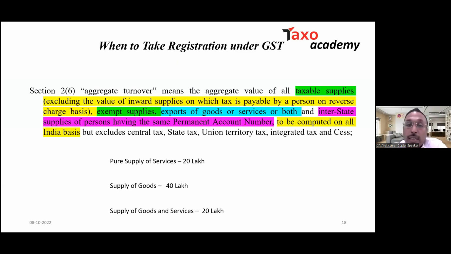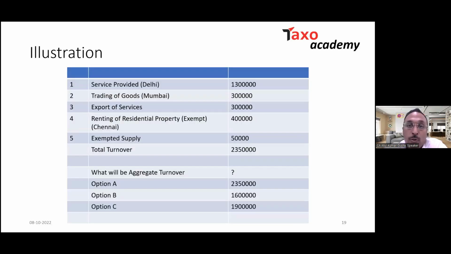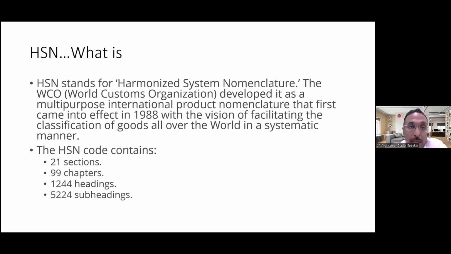But how to calculate this 20 lakhs? I shared with you that not only the taxable supply, but also the exempt supply and export of services. At the national level, you have to calculate and see whether your turnover crosses the threshold, meaning not only the taxable but also the exempt supply has to be part of this aggregate turnover. And then I clarified it with the help of an example as well.